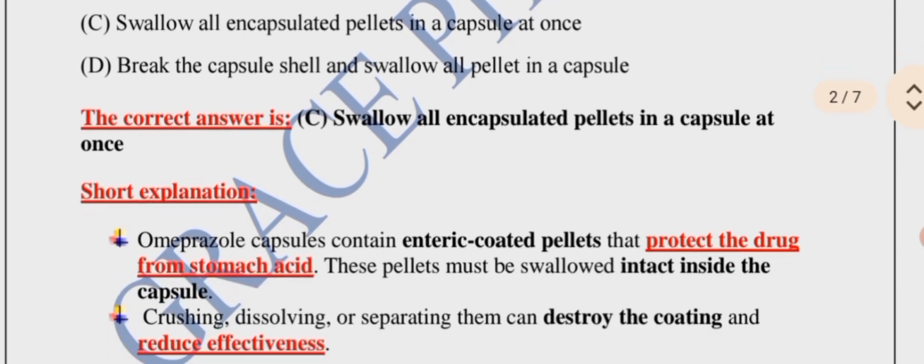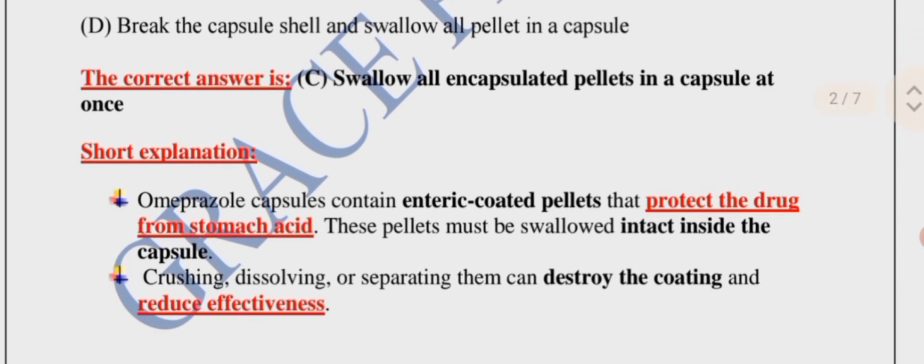So when it comes to the explanation, omeprazole capsule contains enteric-coated pellets that protect the drug from the stomach acid. So these pellets must be swallowed intact inside the capsule. So crushing, dissolving or separating them can destroy the coating and reduce the effectiveness.